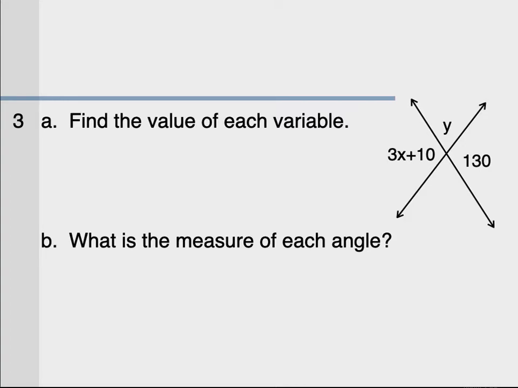Go ahead and try question number 3. So you may have noticed that the 3x plus 10 angle and the 130 angle were vertical angles to each other, so they had to be equal. So you minus 10 from both sides, divided by 3. If you got x equals 40, well done.